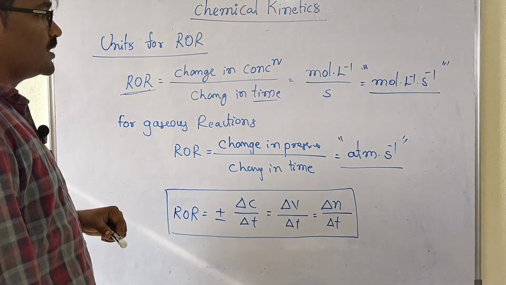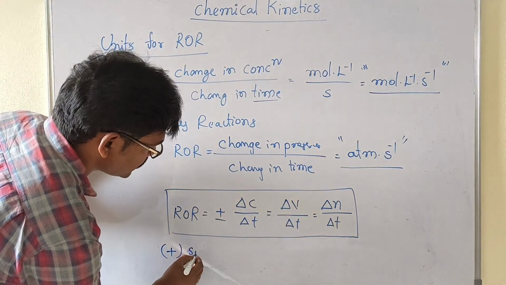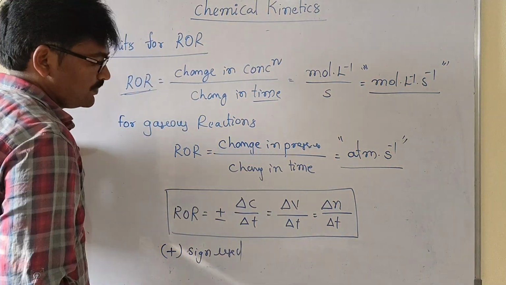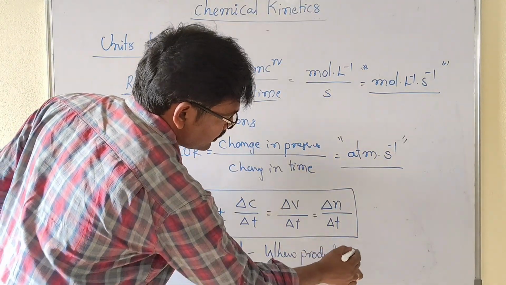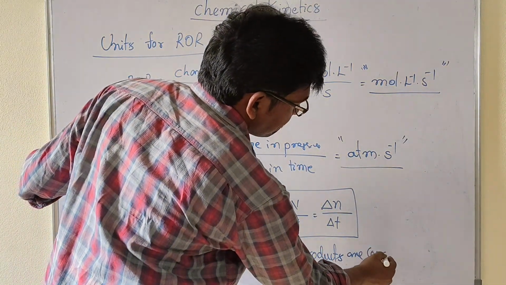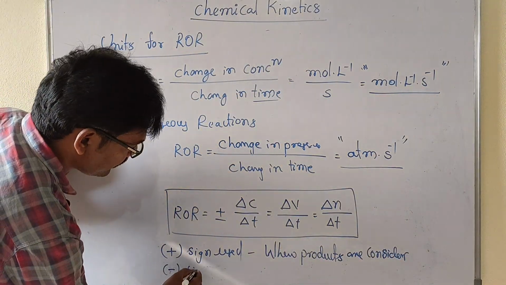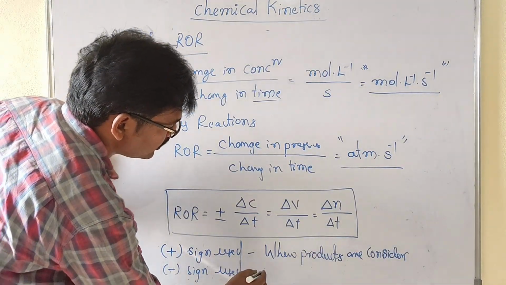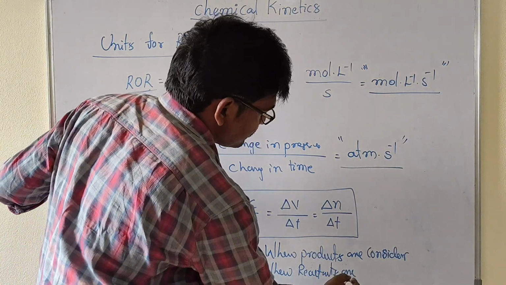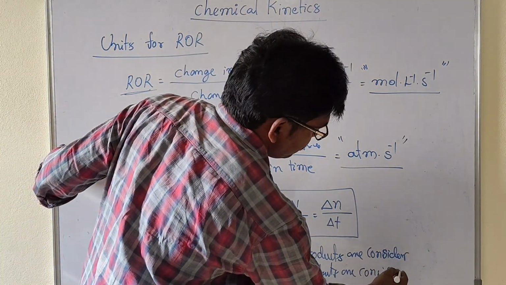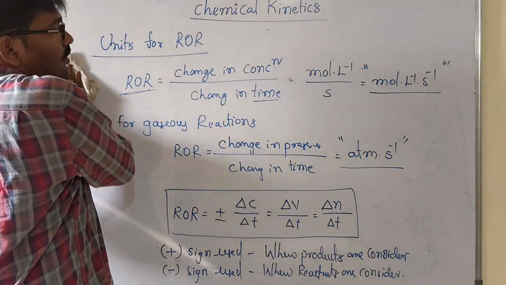One more point we have to discuss here: the positive sign is used when products are considered. Remember, for products we give the positive sign. So the negative sign is used when reactants are considered. So note all this.